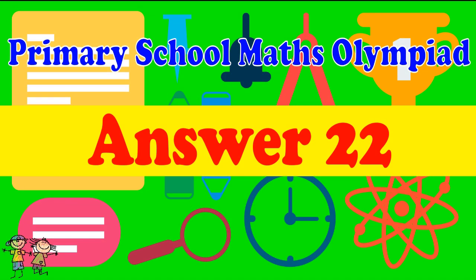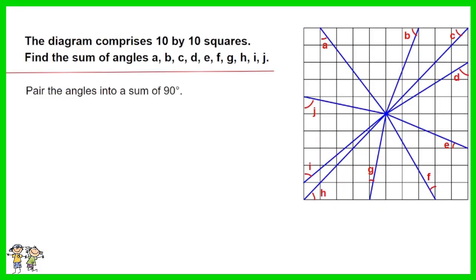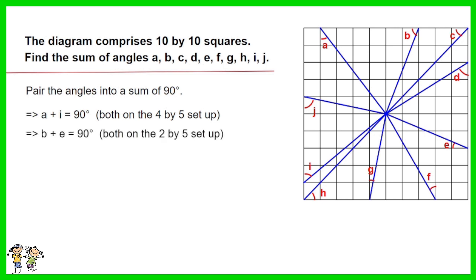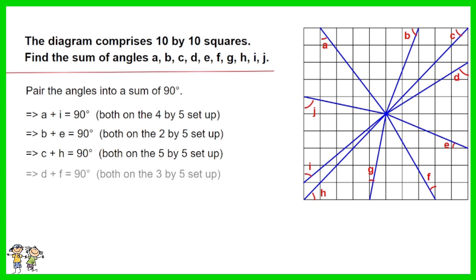Answer for question 22. Pair the angles into a sum of 90 degrees. A plus I equals 90 degrees, both are on the 4 by 5 setup. B plus E equals 90 degrees, both are on the 2 by 5 setup. C plus H equals 90 degrees, both are on the 5 by 5 setup. D plus F equals 90 degrees, both are on the 3 by 5 setup. G plus J equals 90 degrees, both are on the 1 by 5 setup.